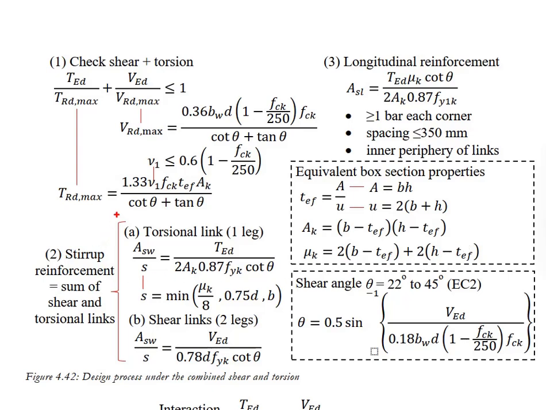You will need to design for the torsional link based on the formula here and design for the shear link. This is the formula for the design of the shear link. Bear in mind that in this formula for the torsional link, the area here is referring to one leg of the link. However, the calculated area for the shear link is referring to two legs.